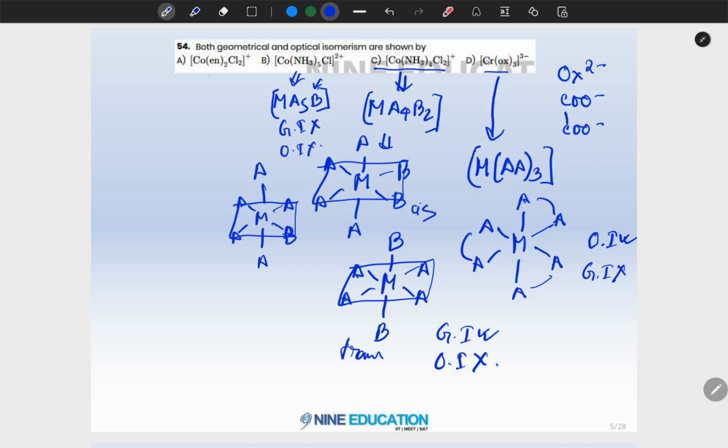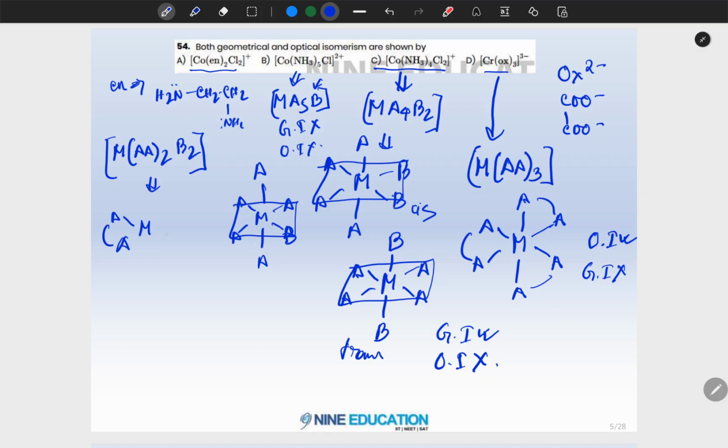Now let's check the last option over here, Co(en)2Cl2. En is basically ethylene diamine, so this is ethylene diamine, right? Again, this is a bidentate ligand with the same donor sites, so I can represent the complex in this manner, MAA2B2. B is a monodentate ligand and A is a bidentate ligand. Again, in this complex, how many possible orientations are there? The chelate rings can be trans to each other. As a result, B will also be trans to each other. So this is the trans isomer.